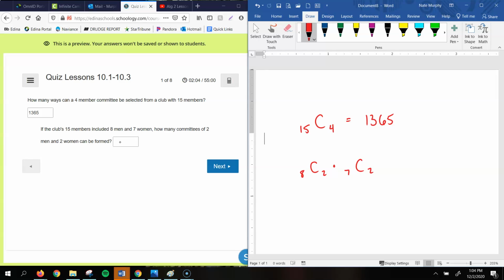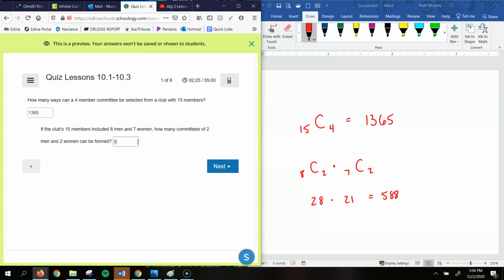So we're going to do each of these. So 8 choose 2 is 28. And 7 choose 2 is 21. So when you multiply those 2 together, we get 588. So 588 different ways that can be done.